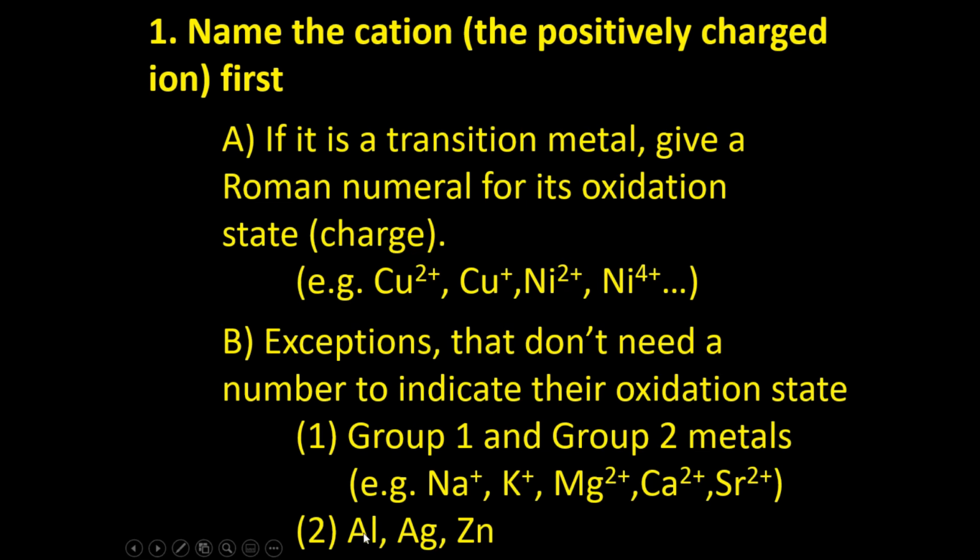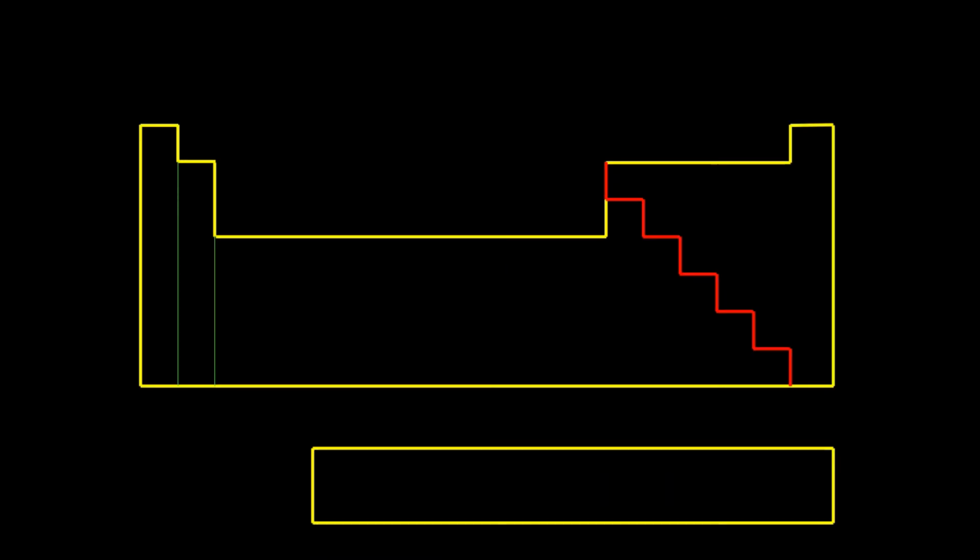And you also don't have to write the Roman numeral on aluminum, silver, or zinc. Aluminum will always have a +3 charge when it's made an ion. Silver, a +1 charge when it's made an ion. Zinc, a +2 charge when it has made an ion. And so those you shouldn't write the Roman numeral in the name.